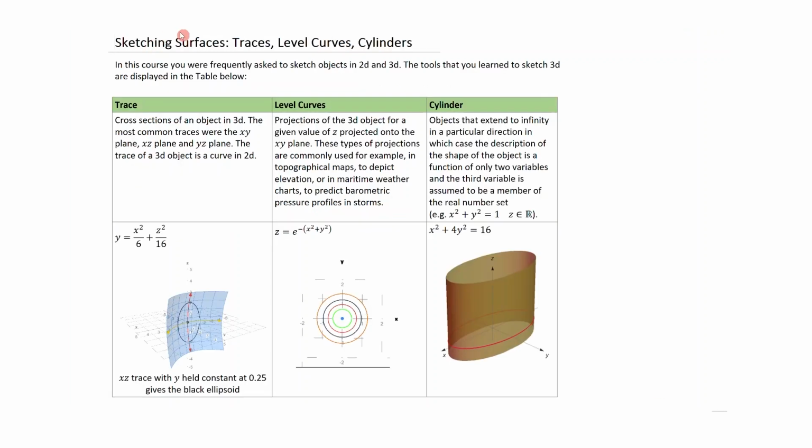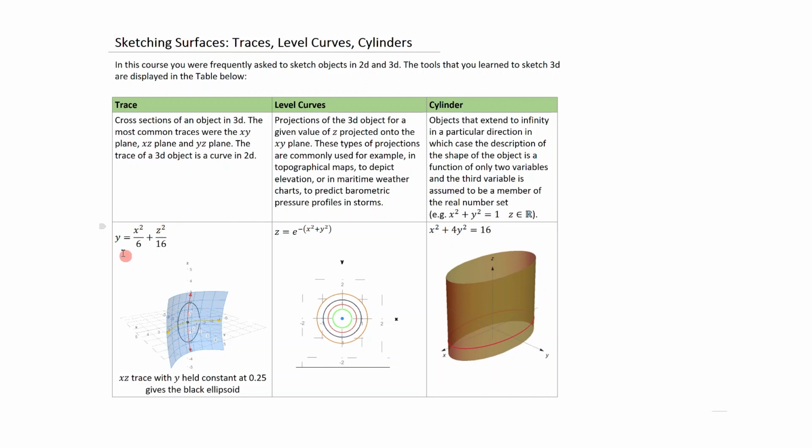All right, one of the things that we learned in this course was how to sketch objects in 2D and 3D. And the tools that you learned to sketch 3D are displayed in the table below. They were traces, level curves, and cylinders. So what is a trace? It's a cross-section of an object in 3D. The most common traces were the XY plane, XZ plane, and YZ plane. And the trace of a 3D object is generally a curve in 2D. It could be a point as well, as will be displayed in the graph below.